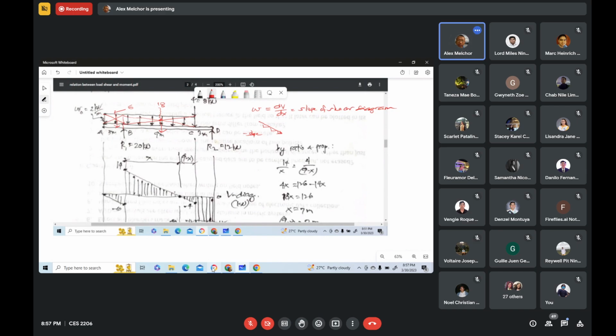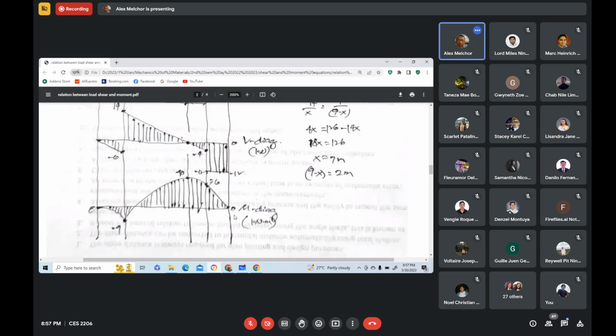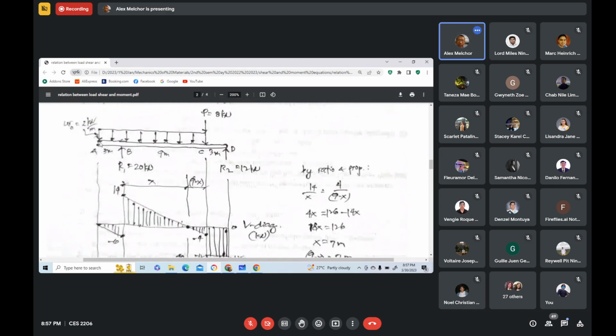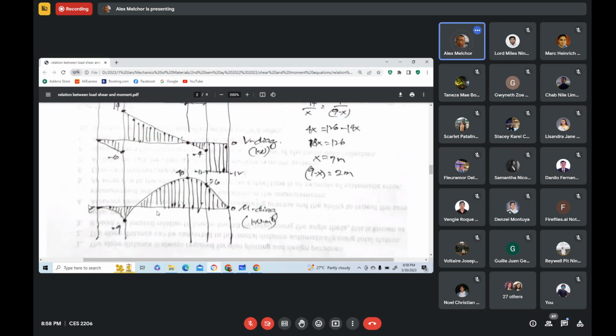So what about this one? The moment at A is equal to zero. When you use the moment equation, the moment at A is the summation of moments to the left portion of section A. So to the left, we have nothing to the left. So the moment at A is zero. The moment at A is zero.